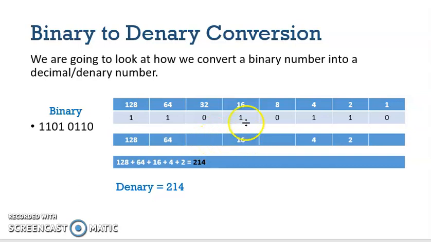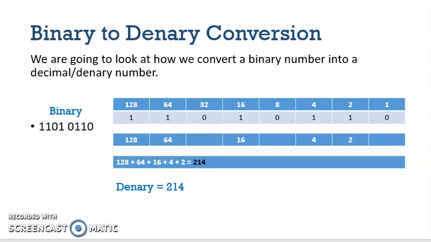And I just carry on adding 16, I skip 8, I add 4, and I add 2, and I skip 1. So that gives us a final sum of 128 plus 64 plus 16 plus 4 plus 2, which gives us a total of 214, and that is our denary number. And that's exactly how we convert binary into denary or decimal numbers. It's really straightforward.